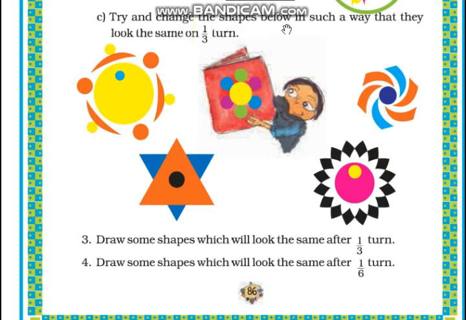Try and change the shapes below in such a way that they look the same on one-third turn. So we have to make some changes in all these shapes so that they look the same on one-third turn. So how can we do this? For the first one we have to delete the blue dot from shape number 1, and here we have to fill all the dots of shape 2 with the same color, and in this third shape we have to fill the same color in all the blades, either blue or orange. Then shape number 4, here we have to keep the size of all 6 small triangles the same. So here we have to keep this yellow dot in the center.